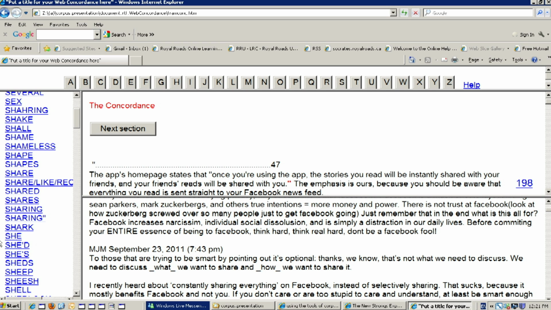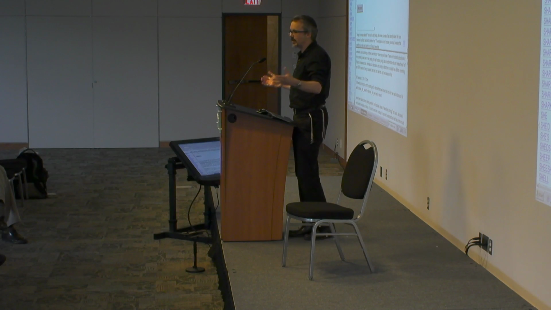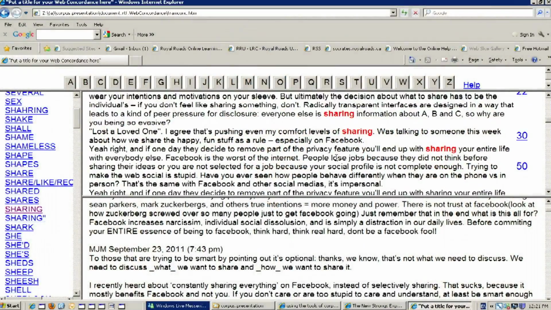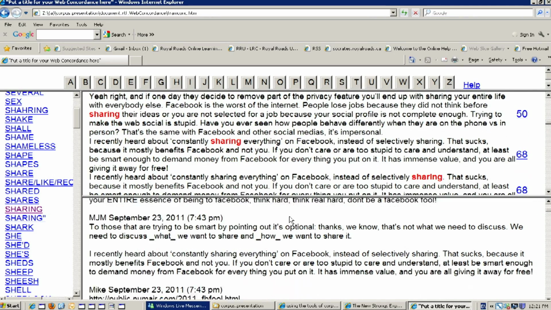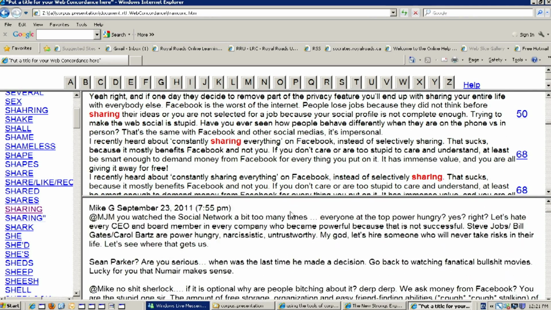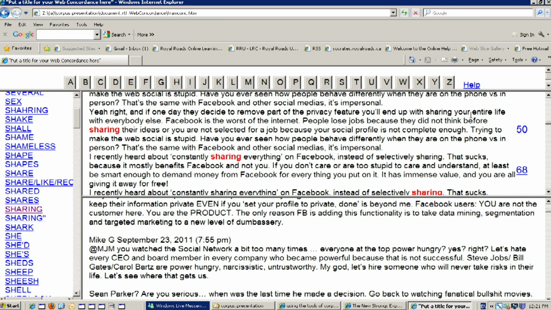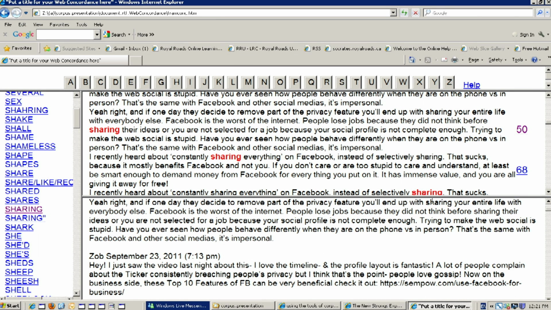A lemma is what? It's a class of terms that are basically all the same. They all follow from the same root, and the root here is sharing or share. Click that, and there we go. In red, you have every instance of the word sharing. Here you see the neighborhood, and down here you have the full text, and you can click it in.